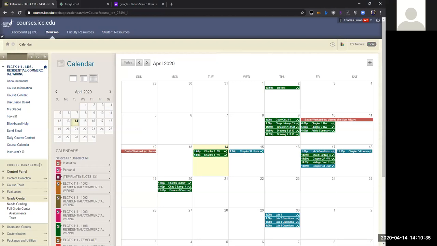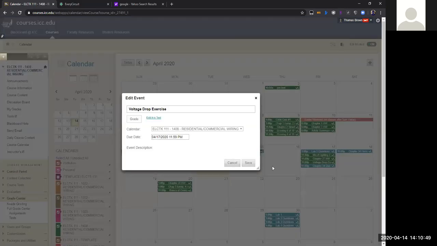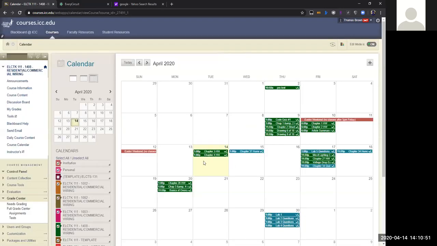There's nothing on the course calendar. There's just the ultra exercise. You don't have anything? All this is for Friday. It doesn't show the voltage drop exercise. It shows the other two things. It shows chapter 27 and the lighting thing, but it doesn't show the voltage drop.